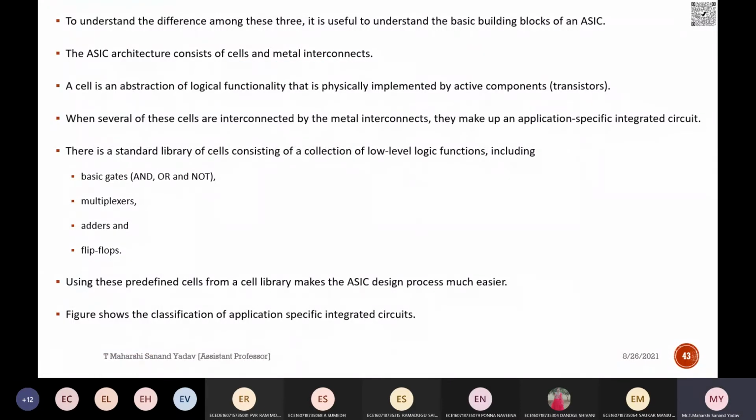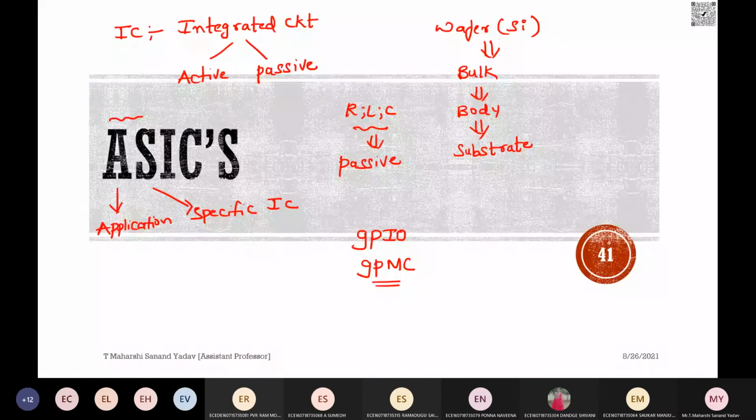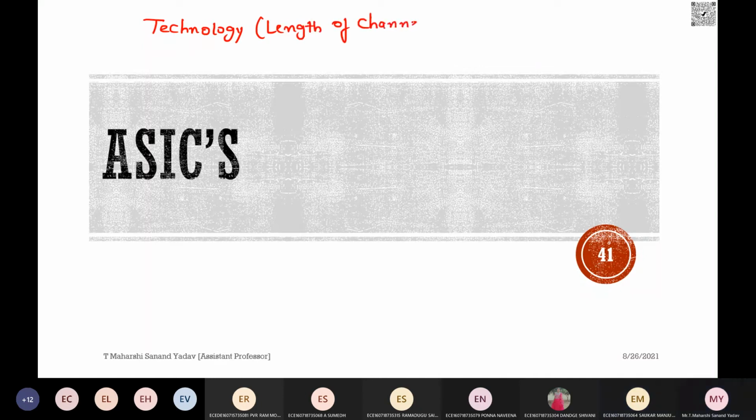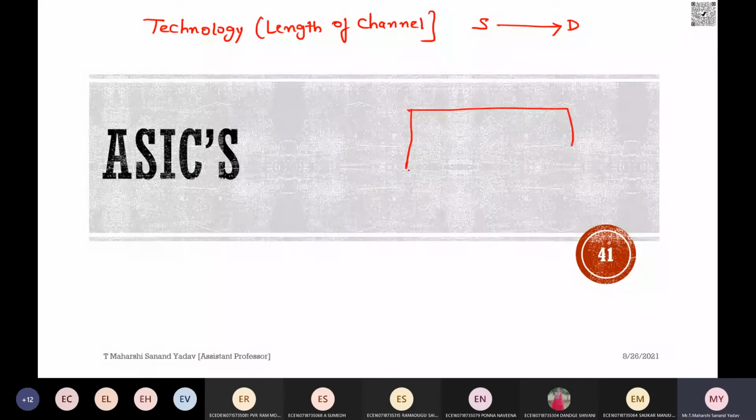What is meant by width and what is meant by length in a FET? I told you all this in the first class. What is length? What is technology? Technology means the length of the channel. Length of the channel means the distance from gate to source, or source to drain. Source to drain distance is called the length of the channel, which is nothing but the technology.